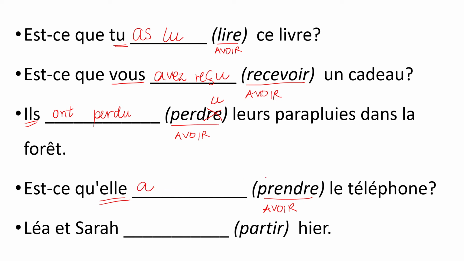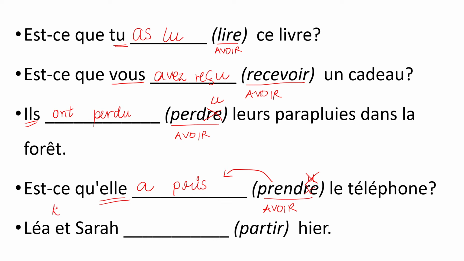Okay, now prendre takes an irregular participle. It doesn't follow the rule of re becoming u, so please don't do that. Okay, it's an irregular participle. Prendre becomes pris, P-R-I-S.